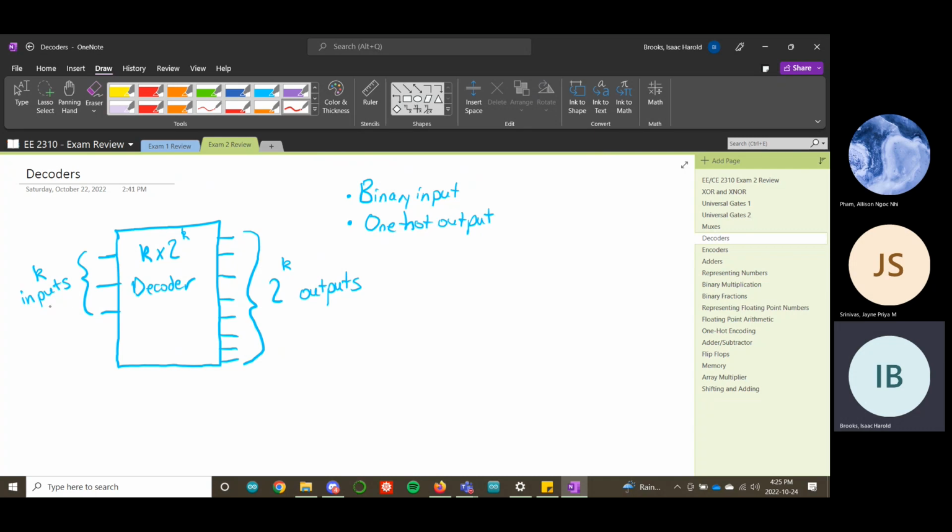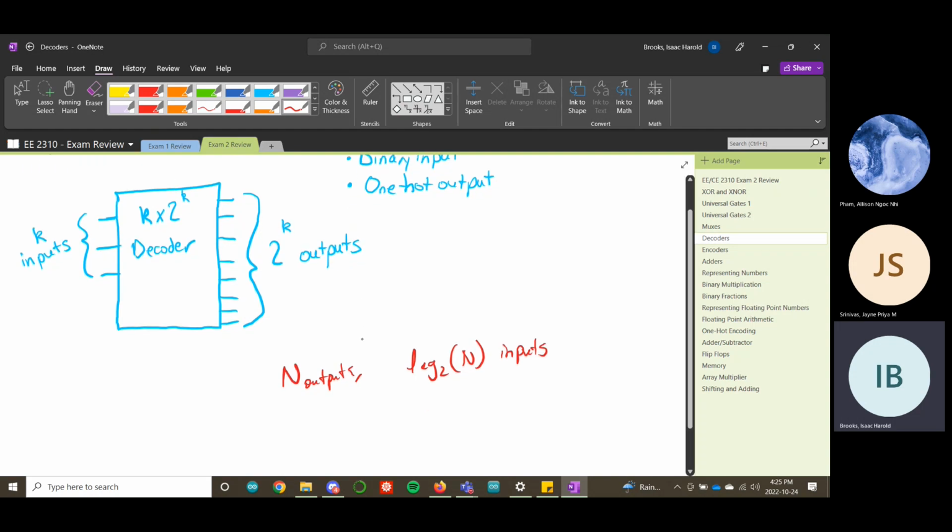If it has k inputs, it has 2 to the k outputs. Alternatively, if it has n outputs, it'll have log base 2 of n inputs. So what the decoder does is take some binary input. Say you have 3 inputs, then 2 to the k is 8 outputs. So 3 inputs, 8 outputs.